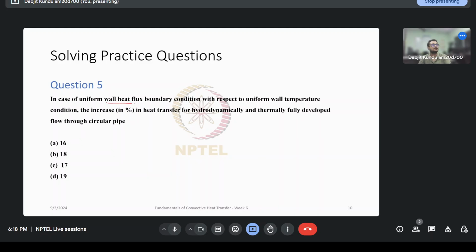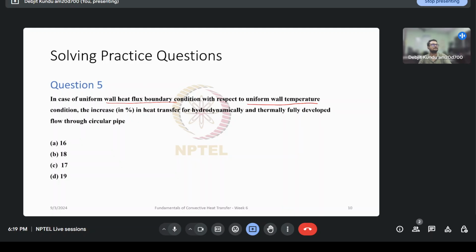So moving on, we'll move on to question number 5, which is asking us that in case of uniform wall heat flux condition with respect to uniform wall temperature condition, the increase in heat transfer for hydrodynamically and thermally fully developed flow through circular pipe is how much? Is it option A 16, 18, 17, or 19?